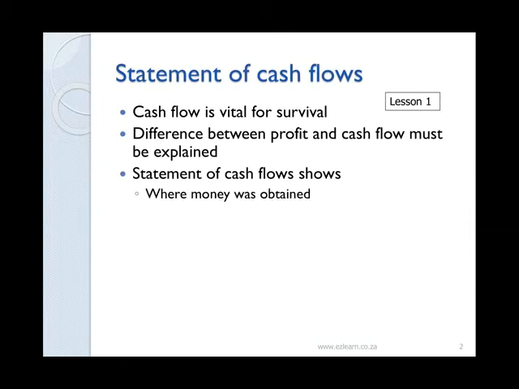A loan might have been taken out, shares might have been issued, etc. It will show you how the money was spent on tangible assets or on increasing investments. For example, buying new vehicles, land and buildings, equipment, etc. One can see how the cash balance has changed from the beginning to the end of the year by looking at the changes in bank, and you can see now where the money has been spent.